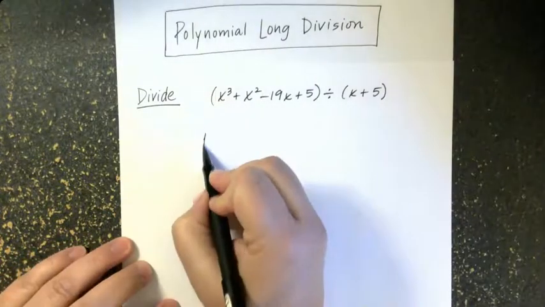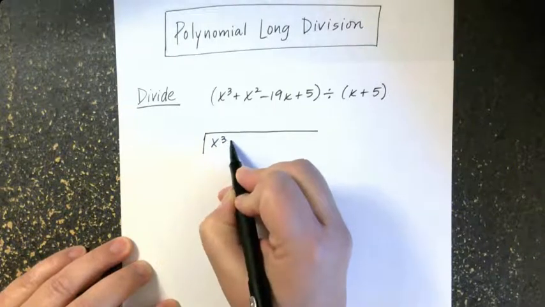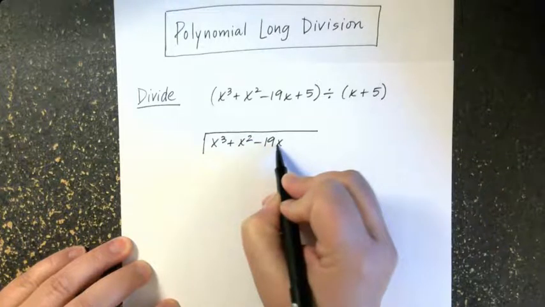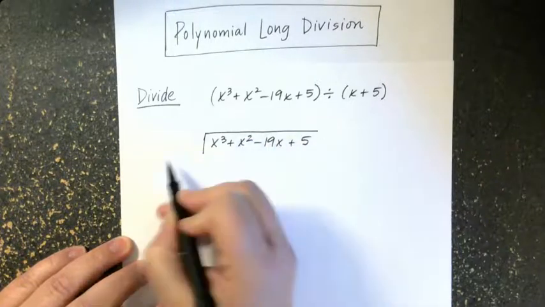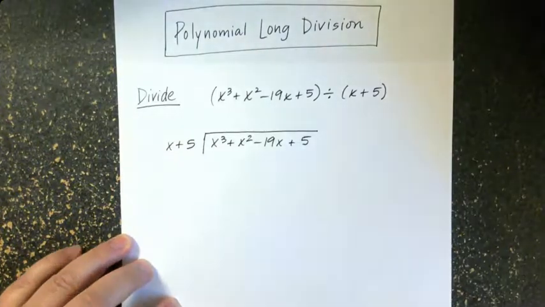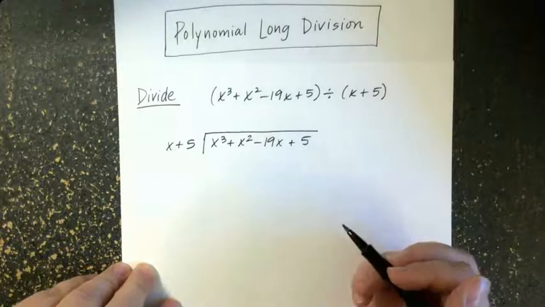First of all, I'm going to set it up in that same way, with what we call the dividend underneath the division bar and what we call the divisor out here. You don't have to remember those right now. I'm going to show you a graphic, or a written one, of that in just a second.